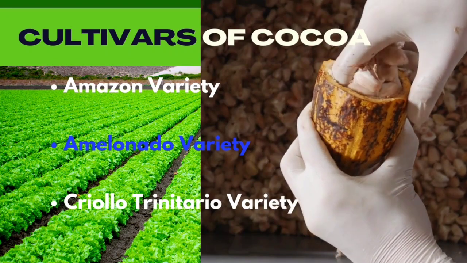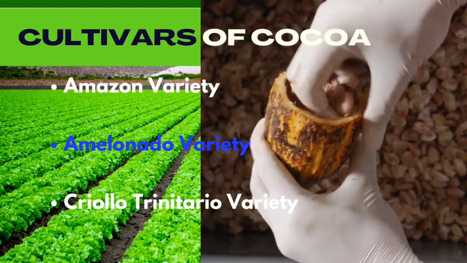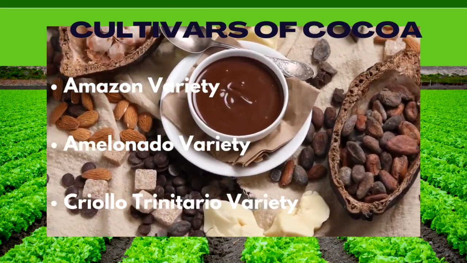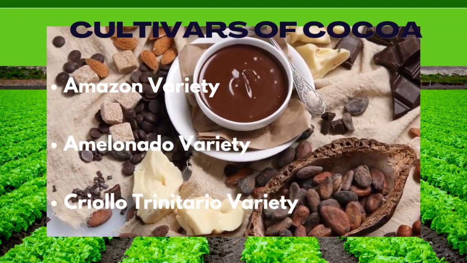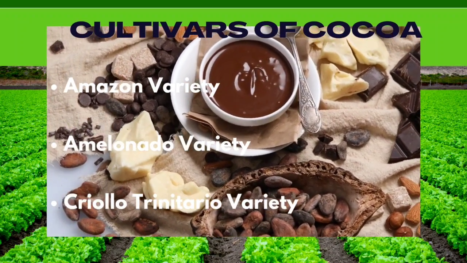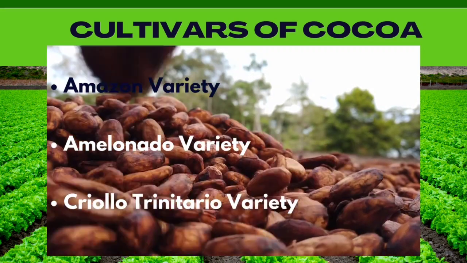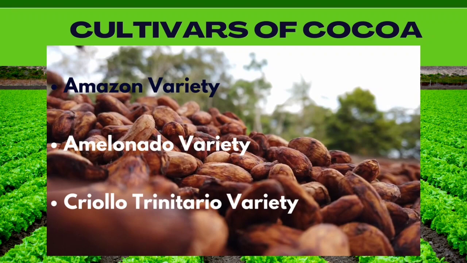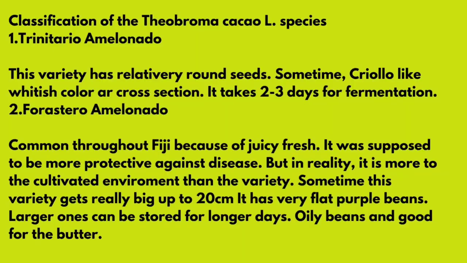Now we have about 3 cultivars of cocoa, that is the Amazon, the Amelonado, and the Criollo Trinitario. Now, the Amazon produces pods with long, rough, and thick hard walls. It's deeply furrowed with a pointed end, unlike the Amelonado that is round at the end. The pods are green when mature and become yellow when ripe. The same applies to Amelonado.